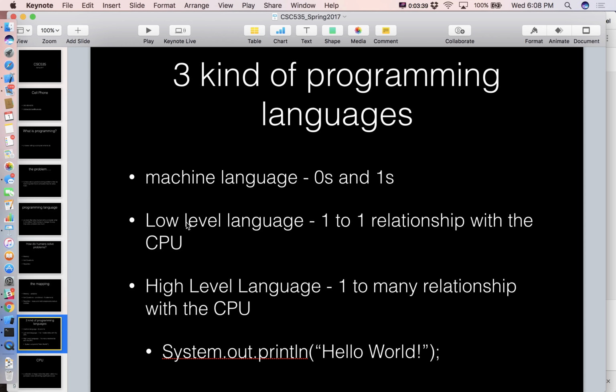All right, so we like these high-level languages, even though we recognize that low-level languages play a part in it, because at the end of the day, before our program actually runs on the CPU, it has to move into a low-level language, which then gets assembled into zeros and ones.